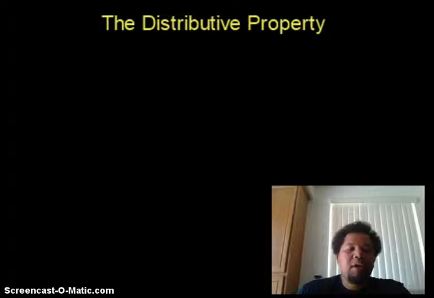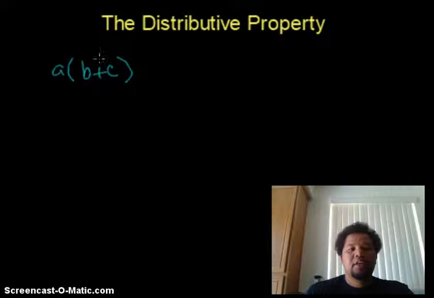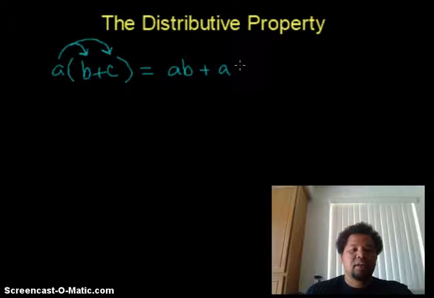Okay, the distributive property. Algebraically, it looks like this. We have some number outside of the parentheses and some operations going on here, either addition or subtraction, and we multiply whatever's on the outside to the terms inside the parentheses. So we end up with A times B plus A times C.